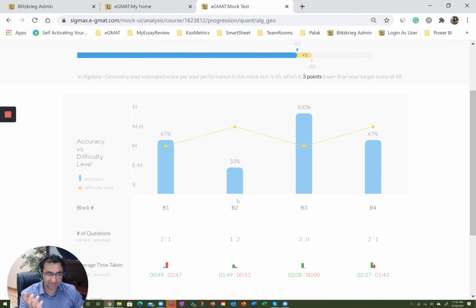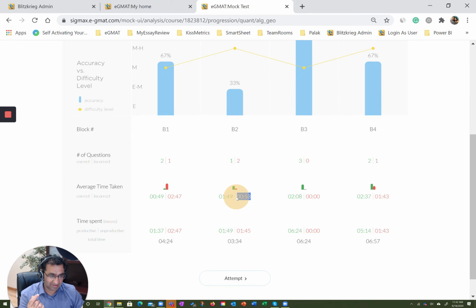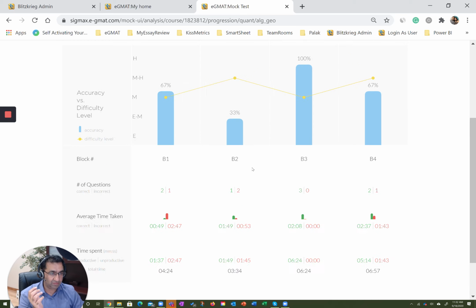So algebra geometry, this is where you see the issue. He gets medium difficulty questions, which is over here. He gets about 67% of them right. He then gets medium hard questions, and that's when he starts to make mistakes over here. One thing that you do notice is that he's rushing through these questions. He's made 2 mistakes out of 3 questions, spending about 53 seconds for every question that is answered incorrectly, which in my opinion could indicate rustiness, in my opinion could indicate overconfidence. Why? Because he basically looked at those questions and said, I don't know them. It could be either one of these.